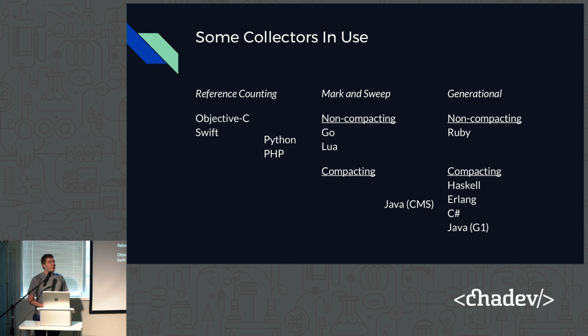Just an overview of some collectors that are in use. You have reference counting with Objective-C and Swift. Python and PHP are both reference counted as well, but they have a mark and sweep collector, which is also used to break reference cycles. And then you have purely mark and sweep languages like Go and Lua. And then you have compacting mark and sweep implementations like Java's concurrent mark sweep. That one is a hybrid between mark and sweep and a compacting generational.